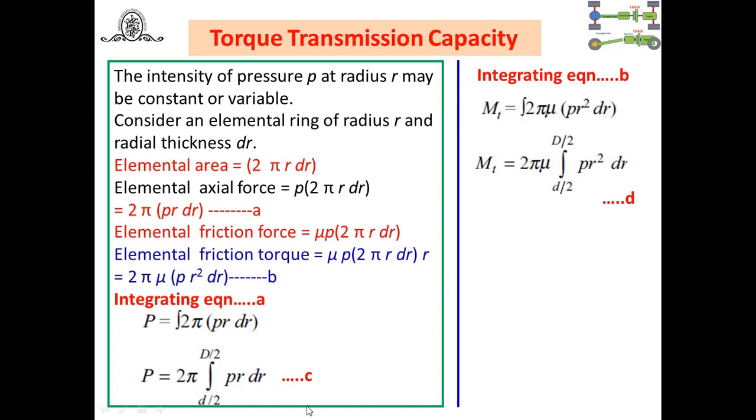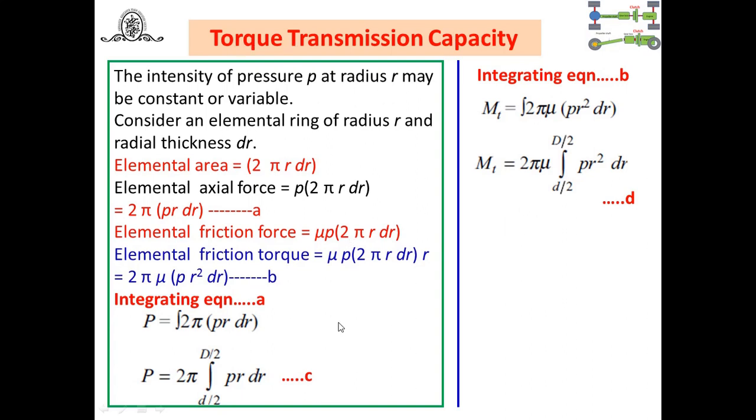This is equation C. Then, equation B, the elemental frictional torque, we have to integrate again. Integrating this equation, it's the frictional torque. M_T is equal to 2π μ p r square into dr, and again the same limit, d by 2 to capital D by 2. So we have two equations here, equation C and equation D. One is for the elemental axial force, another is for the elemental frictional torque, and by using these two equations, we can easily find the torque transmission capacity.